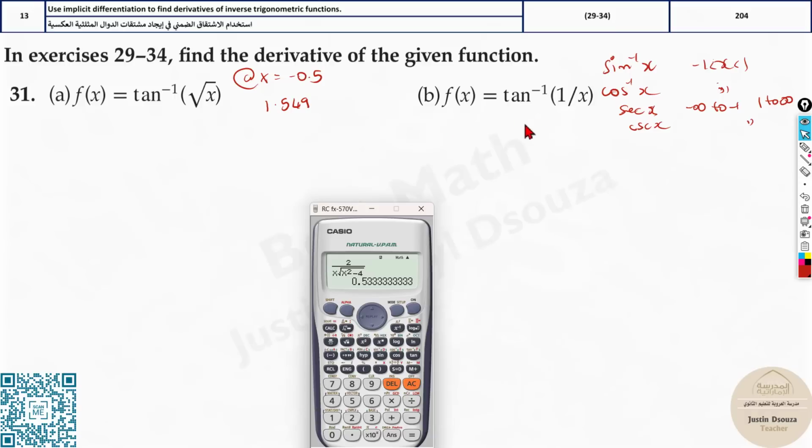And now if it's tan inverse, it's very easy. Let me do this, shift and dy by dx, tan inverse, again shift and tan of square root x. Now here, close the bracket. If you don't close it, you will have an error. Now I'll just take any value. I'm just going to take 2. Okay, it's more than 1, but still you will have an answer.